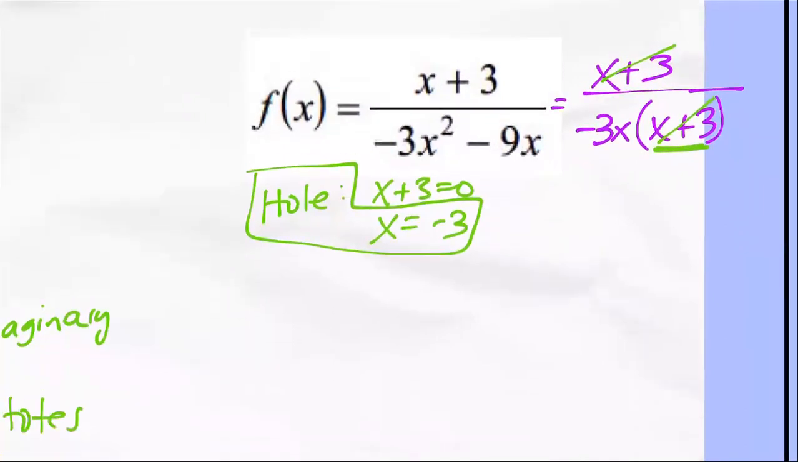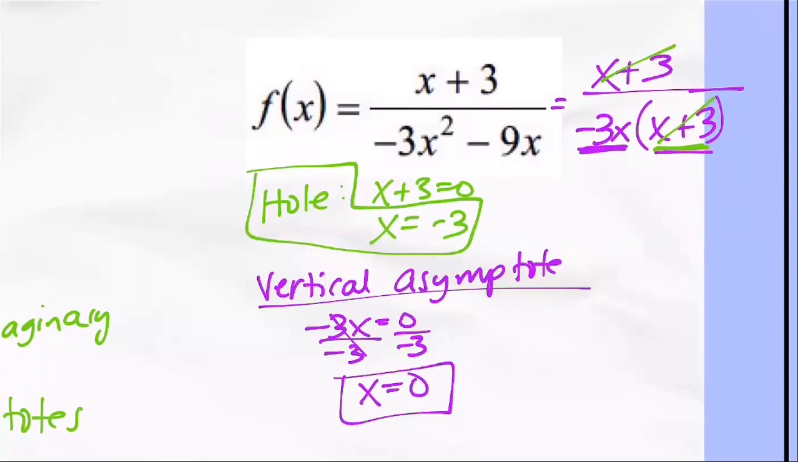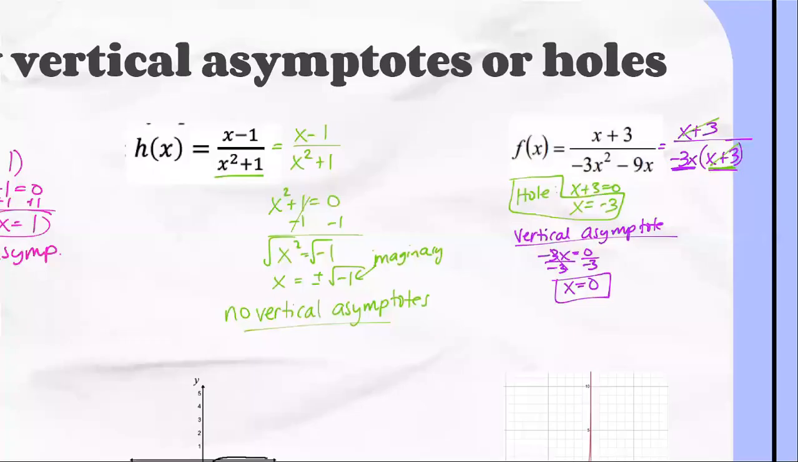But I do have a vertical asymptote because there's another factor on the bottom. It was not just that x plus 3. I also have this negative 3x. So to find out what this is, you set it equal to 0 and solve. And it looks like I have a vertical asymptote at x equals 0. So let's see what this graph looks like.